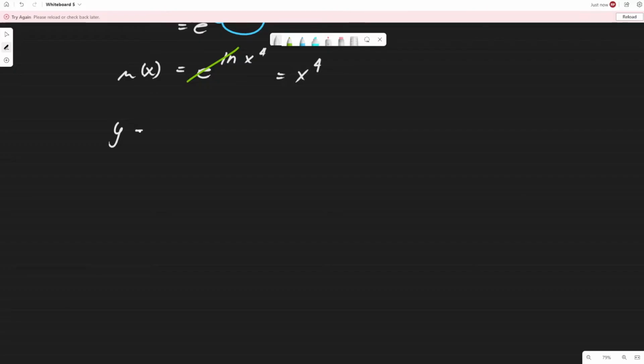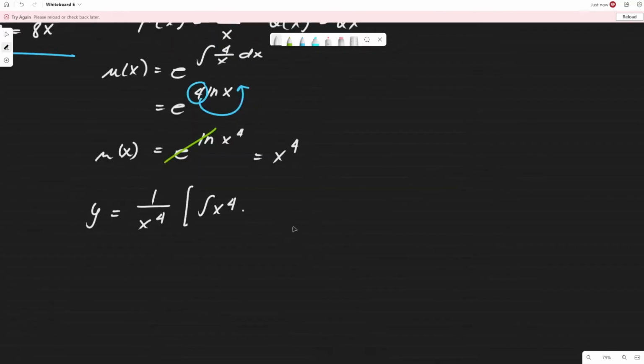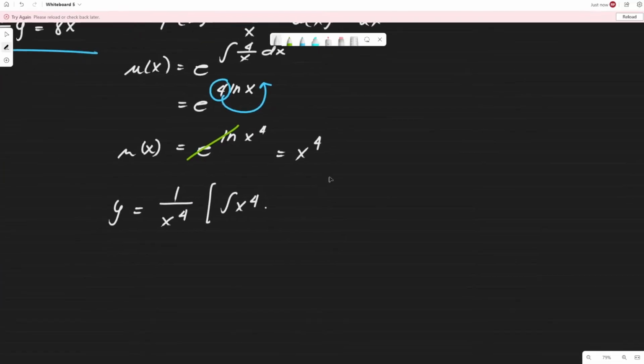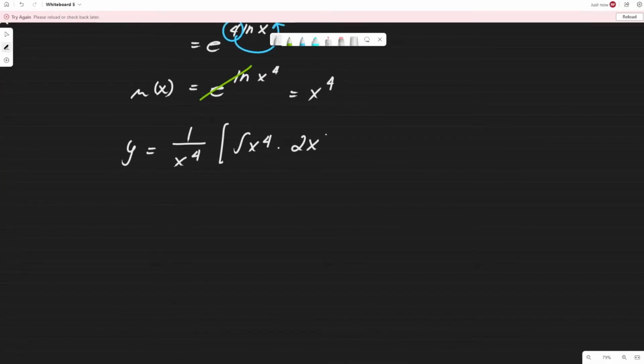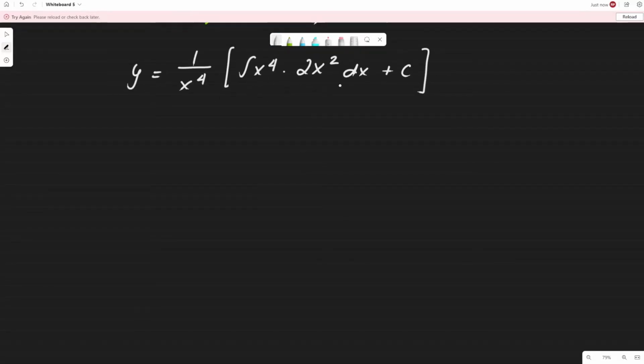Ayan. So substituting to the formula, no? So we have y is equal to 1 over x to the 4th times the integral of x to the 4th times, ano nga yung ating 2x squared, no? So 2x squared yung ating, ang tawag dito, yung ating q of x, dx plus c. Ayan. Okay, so just simplify the integral inside. So we'll have 1 over x to the fourth. Okay, multiply to the integral of 2x to the sixth. Diba? That is 2x to the 6 dx plus c.